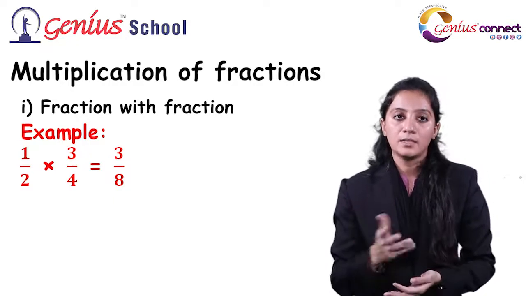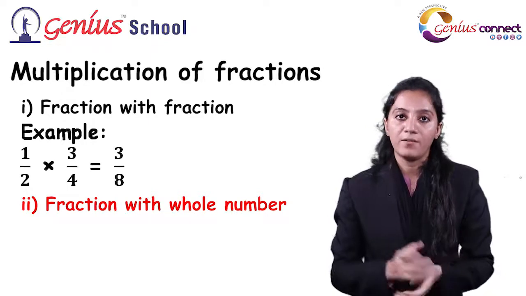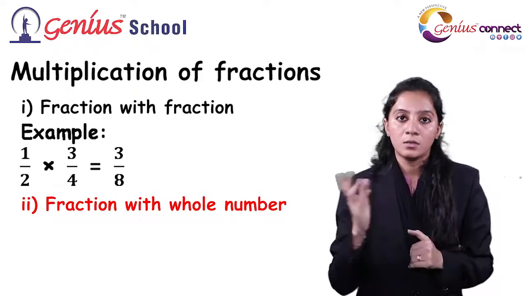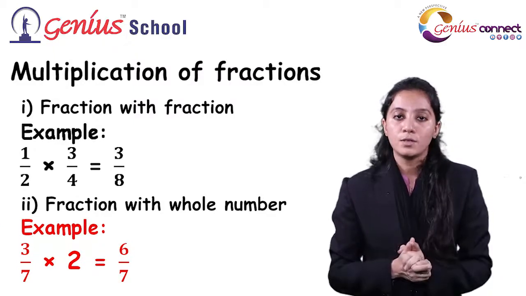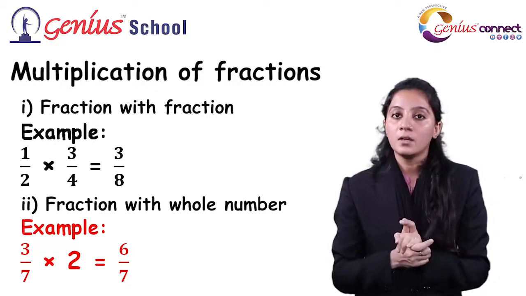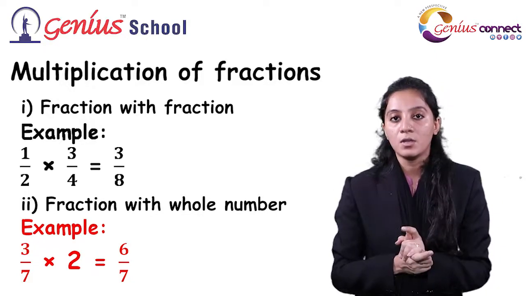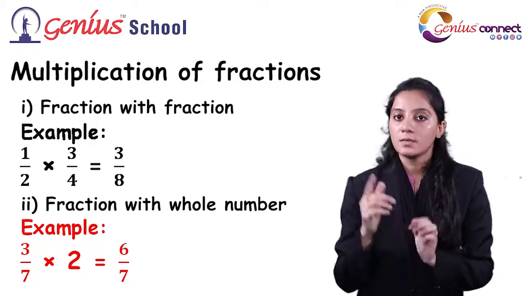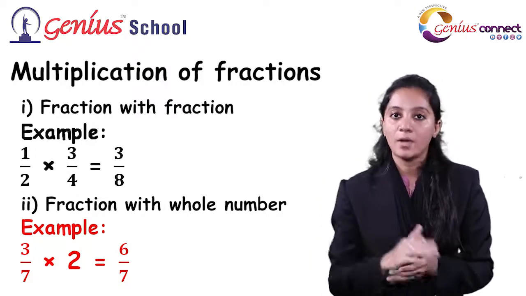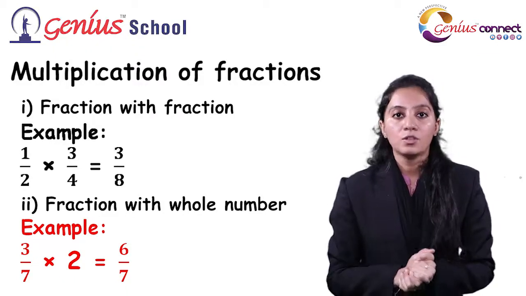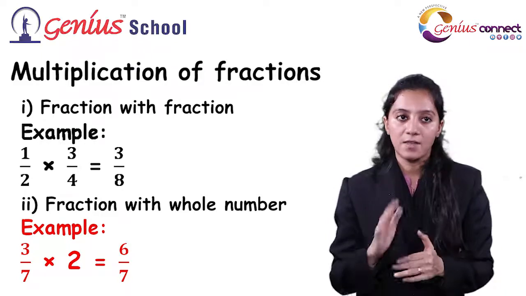Now another example: fraction with a whole number. If we multiply a fraction with a whole number, the example is 3/7 multiplied by 2. What will we do here? We will consider 2 as a numerator because the denominator of 2 is 1. So 3 multiplied by 2 is 6, and the denominator is 7. 7 multiplied by 1 is 7. So our answer is 6/7.